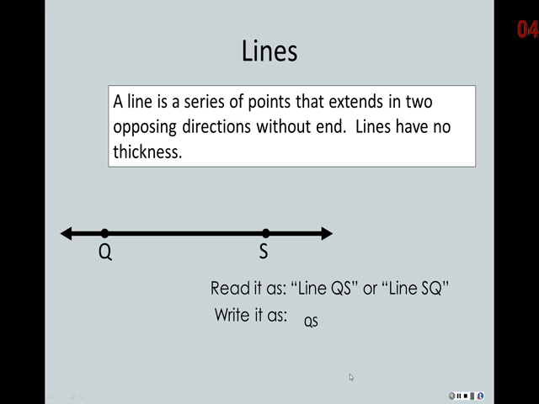We would write it like this. Notice that I'm writing it with 2 arrows on the top to show that it's a line that does not end. You need to illustrate that too when you're notating the line. Or you could write it as SQ with a never-ending line. So we could read this 2 different ways in geometry.